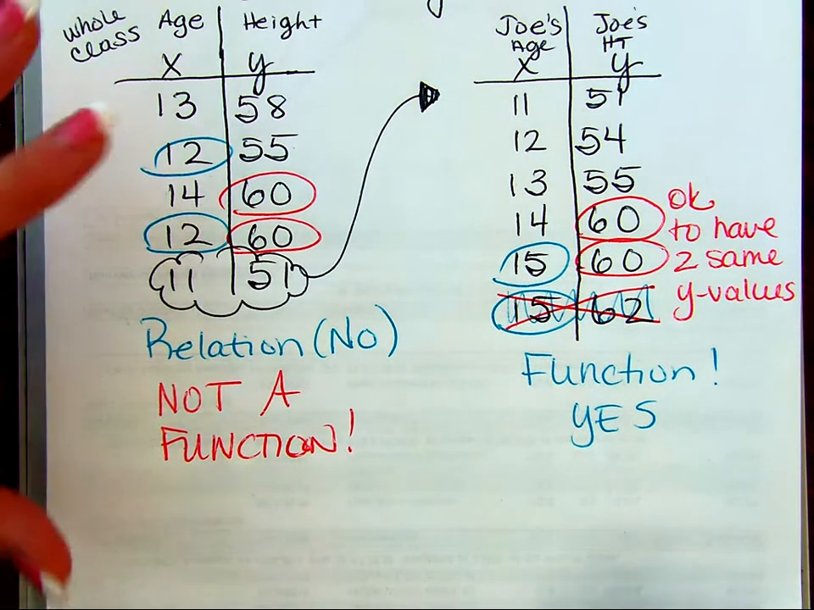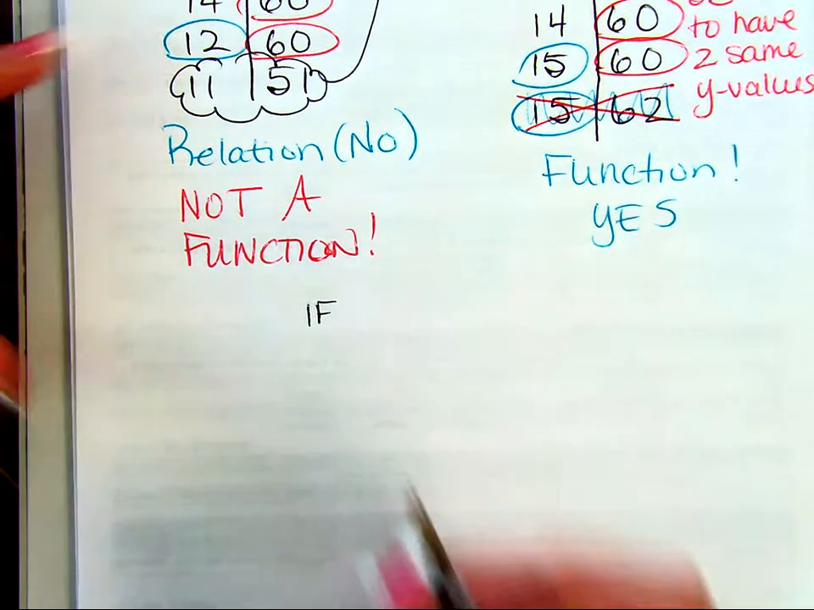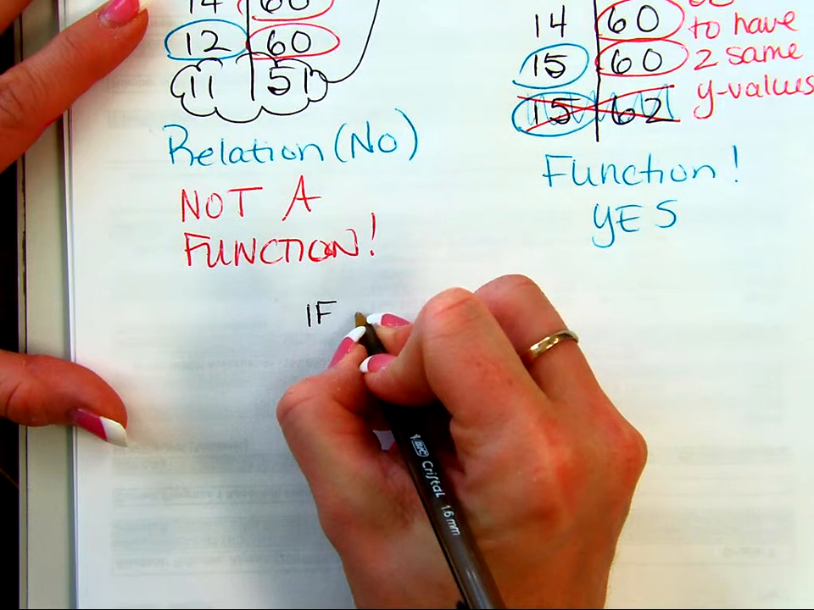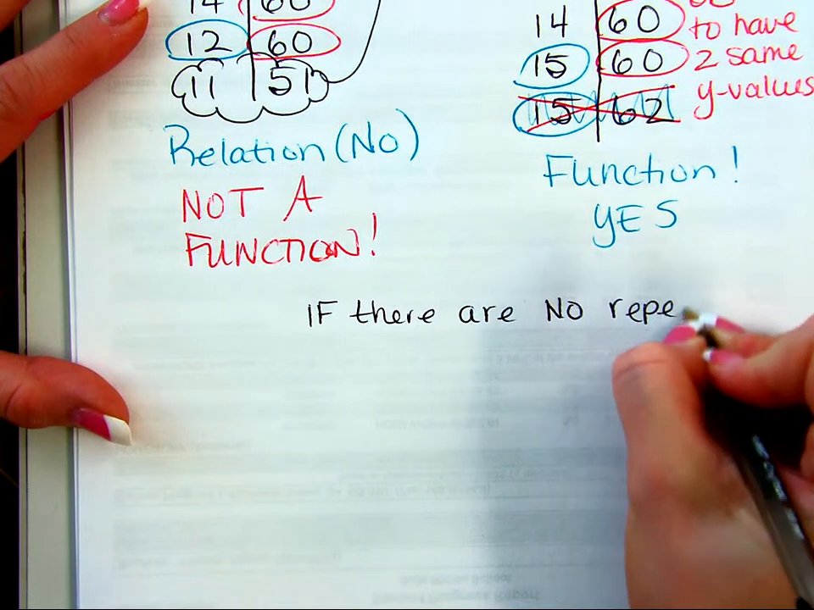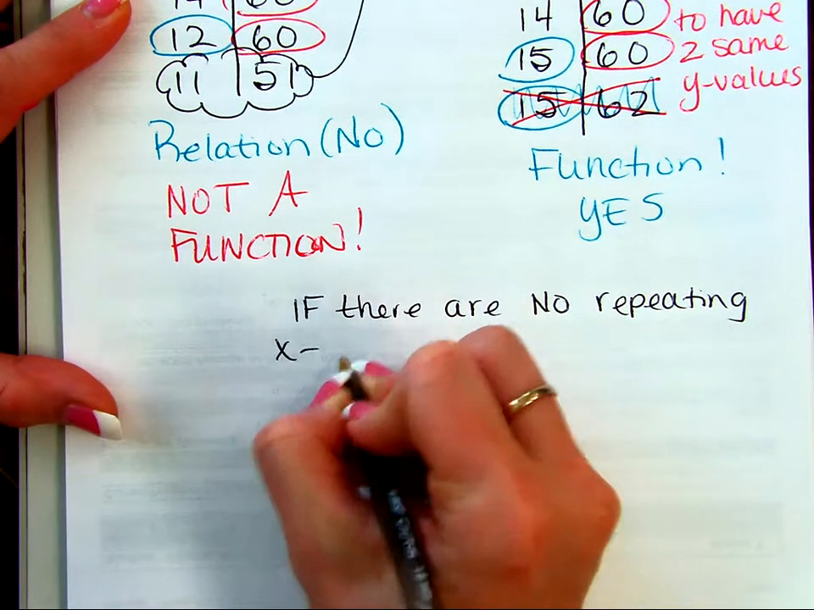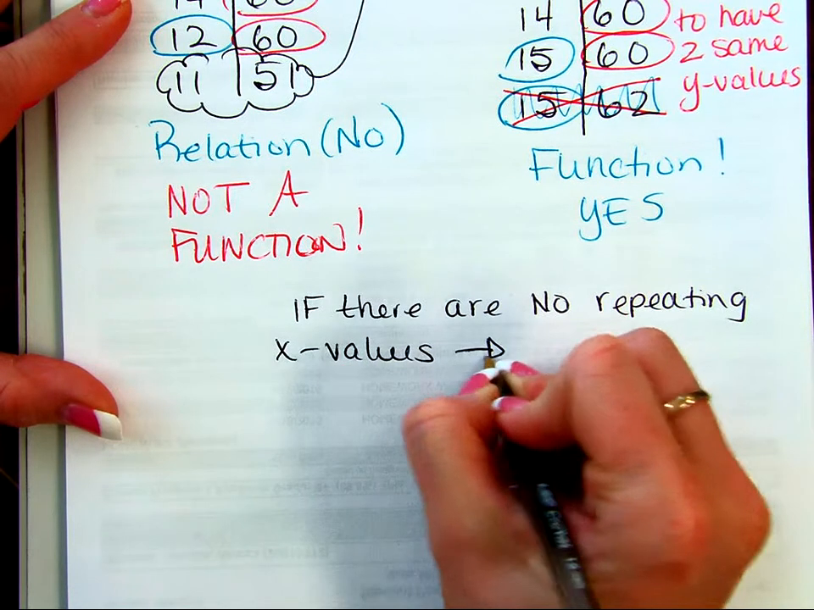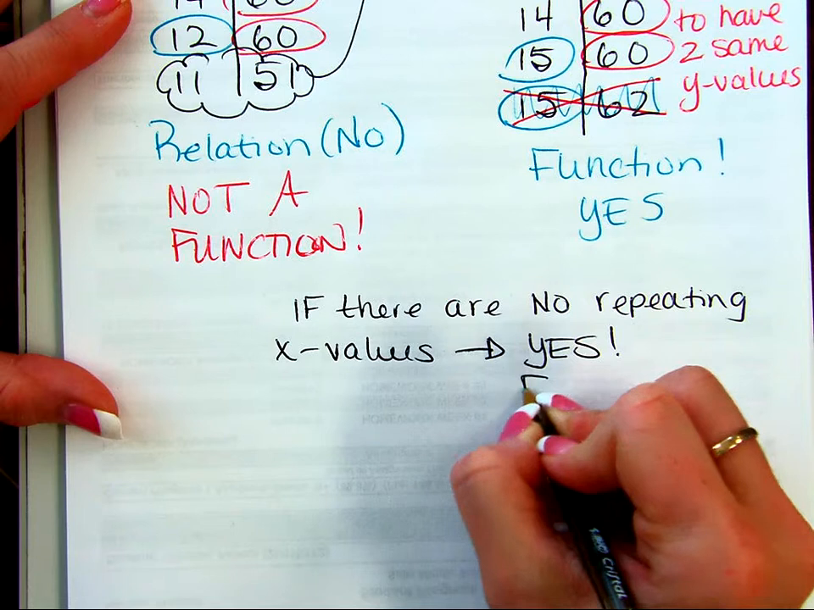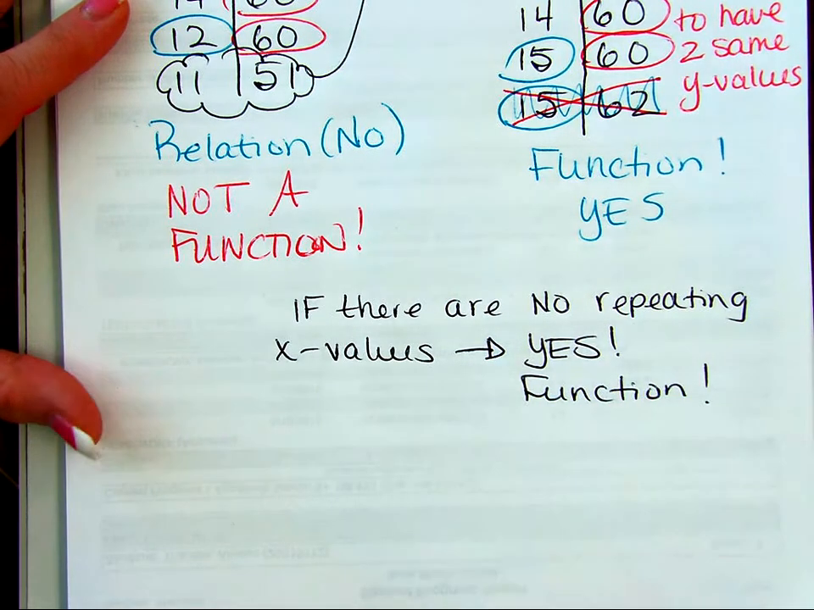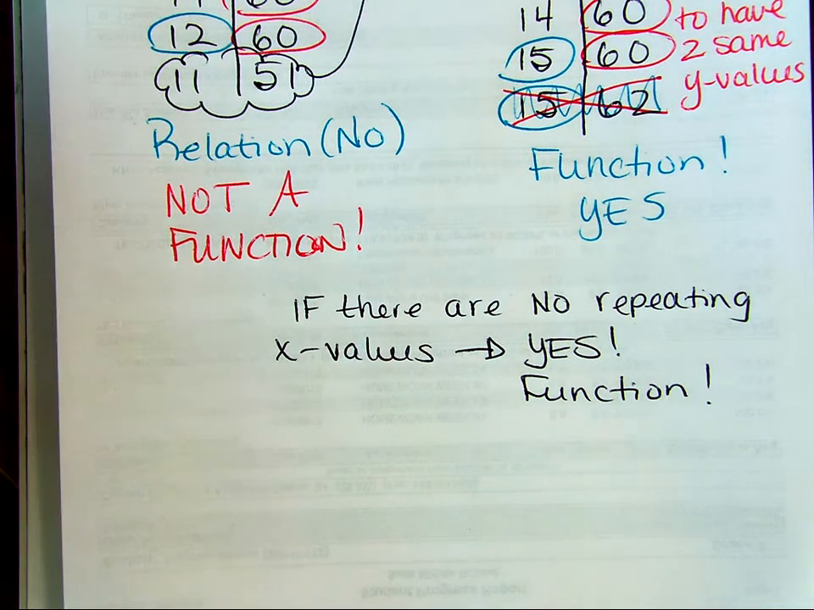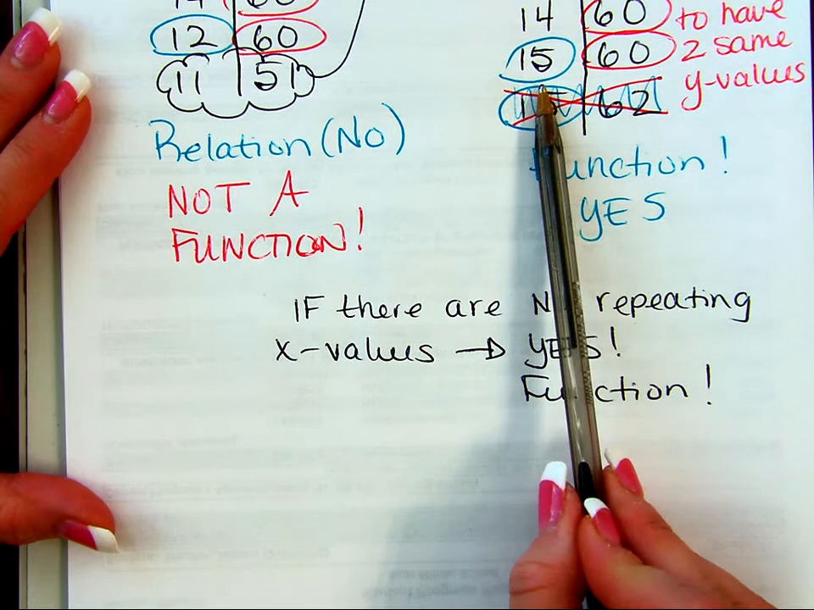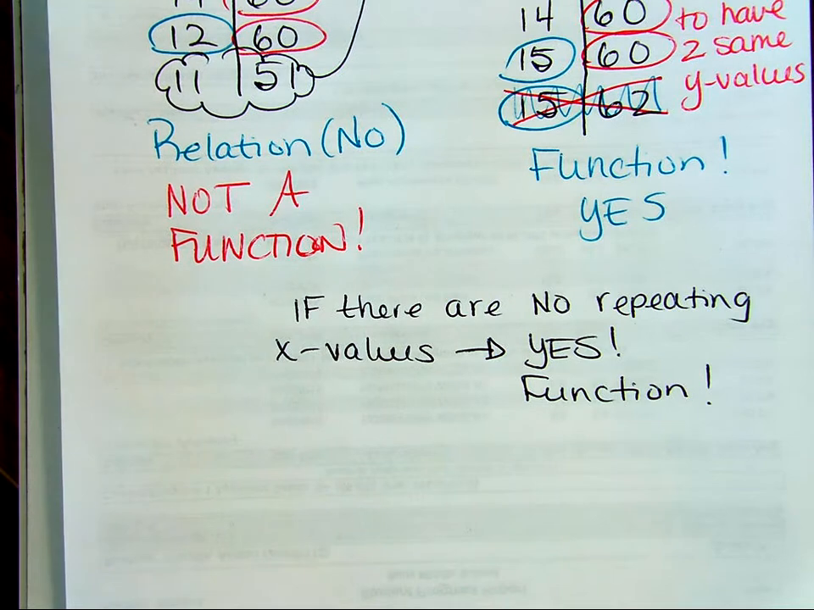So here's what I want you to write right here. If there are no repeating, meaning 2 of the same, x values, then yes, that's a function. The minute there are more than 1 of the same x value, it's just a relation. So a function is kind of like a stricter version of a relation. So each of the x values can only be paired with one of those there. Okay.